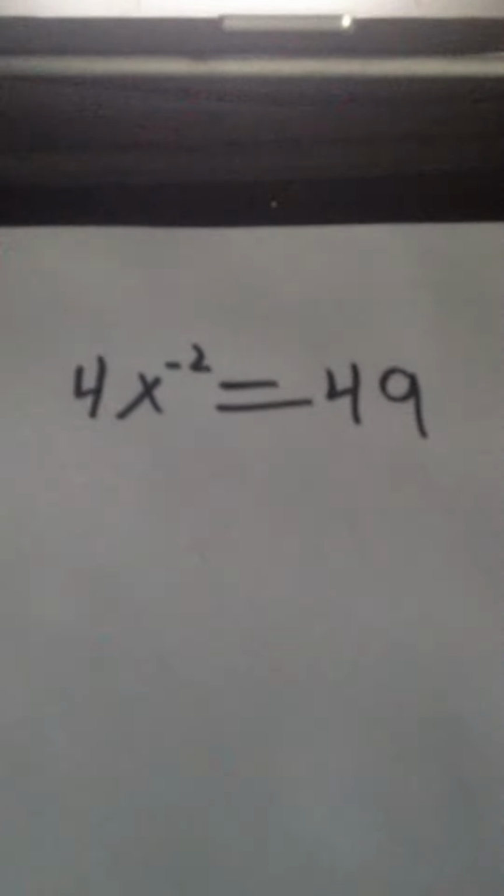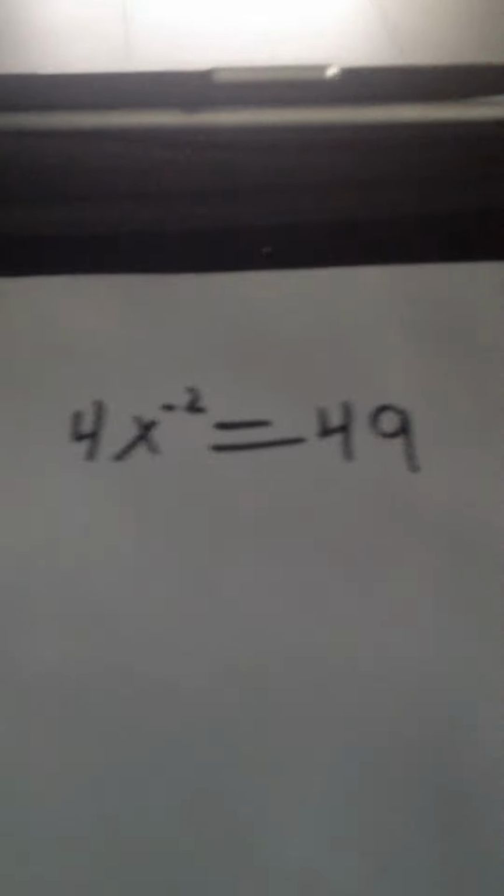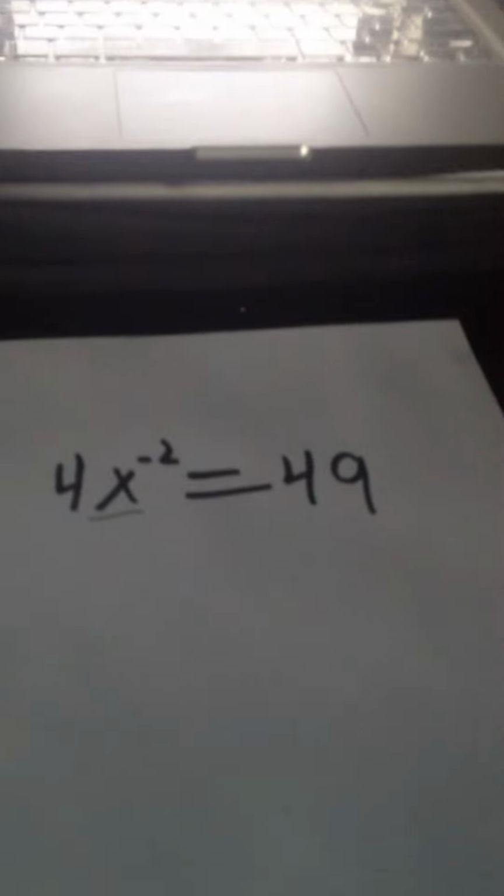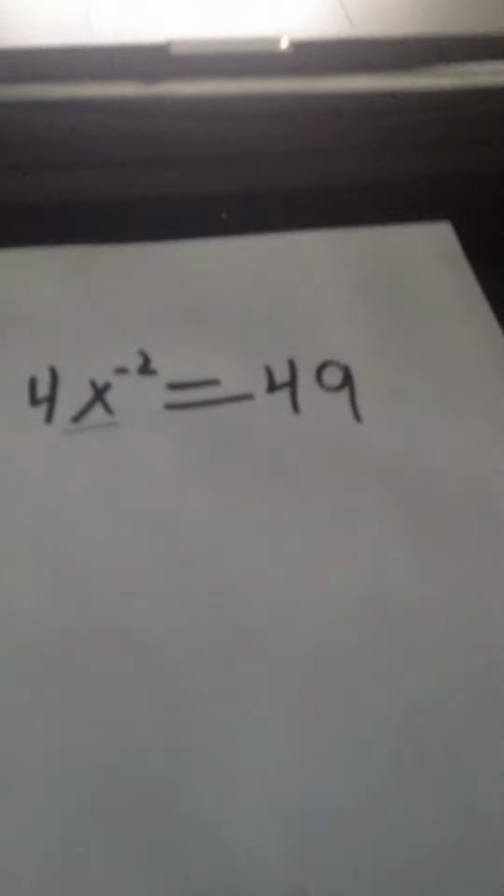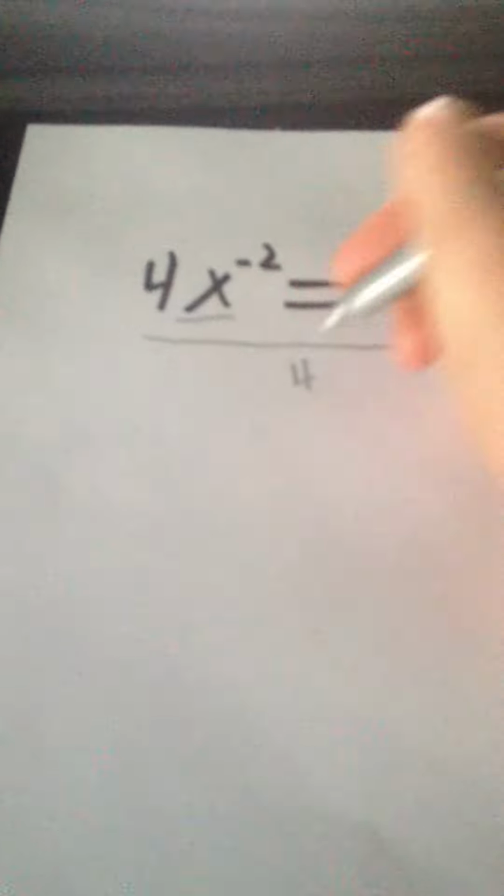Alright, in this final example, we're solving for a variable, and that variable is x. So this problem is 4x to the negative 1/2 equals 49. First step, just like any math problem, you would divide by 4. So now we have x to the negative 1/2 equals 49 over 4.